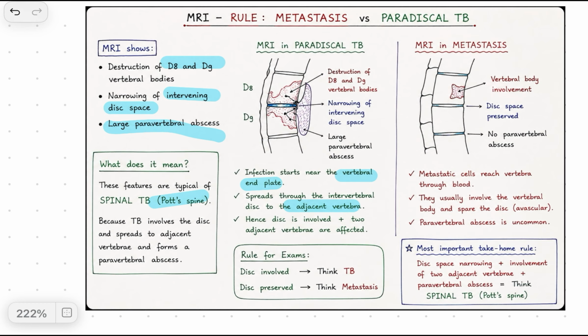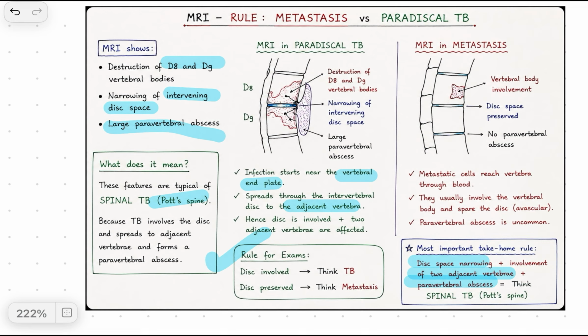So the most important take home rule here is whenever you see disc space narrowing plus involvement of two adjacent vertebrae and paravertebral abscess, just think of it as spinal TB or pot spine. So you have your rule for exams. If the disc is involved, think of it as TB. If the disc is preserved, think of it as metastasis.